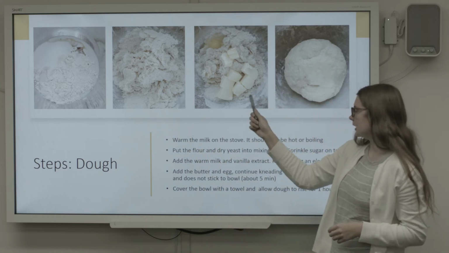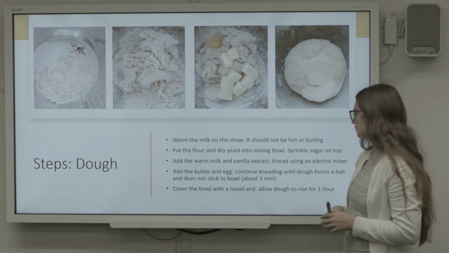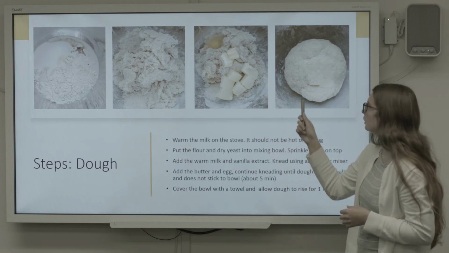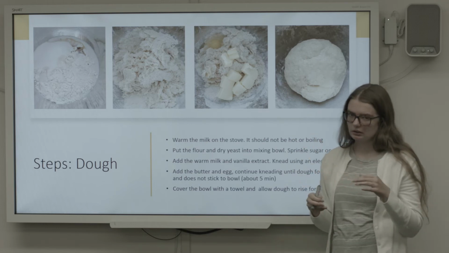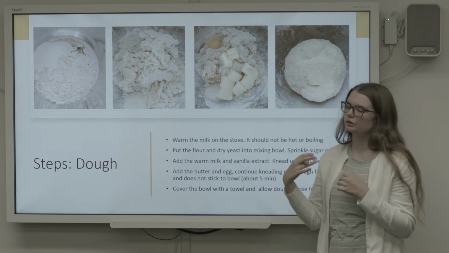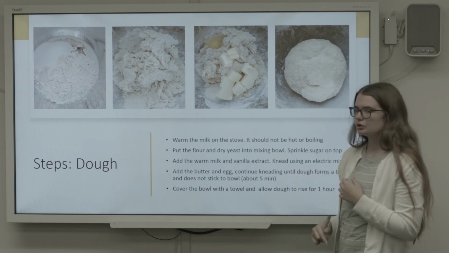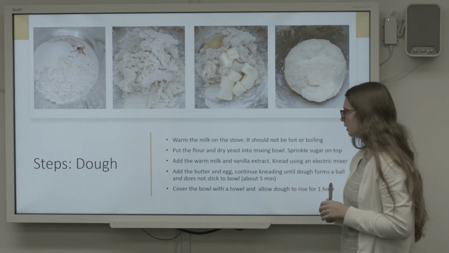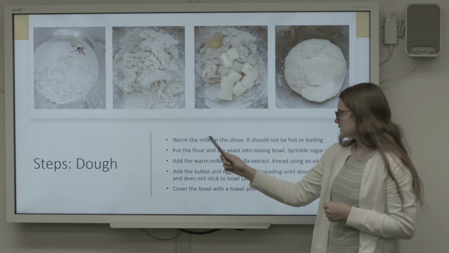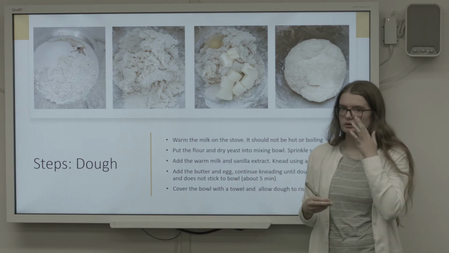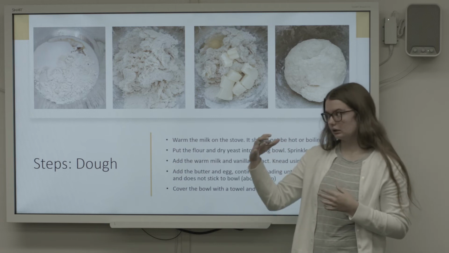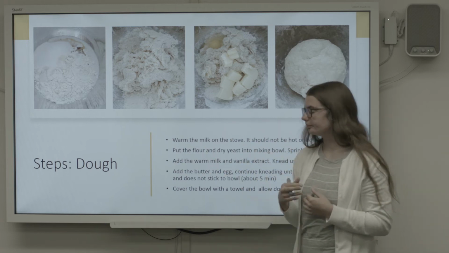Then you'll add the butter and the egg, and you're going to keep kneading until the dough forms a ball like this. So it shouldn't be sticky anymore, it shouldn't be too wet or too dry, it should be just right, just to form a ball. And then you'll cover the bowl with a towel and let the dough rise for 1 hour. So you're going to decke den Teig zu.